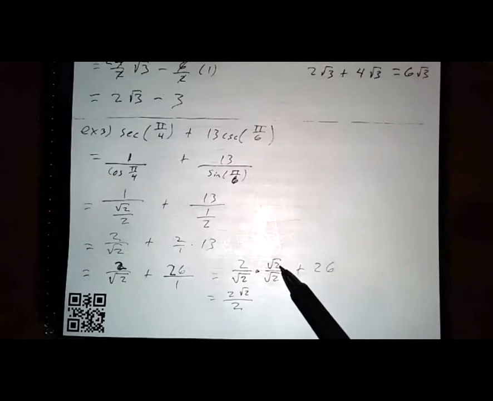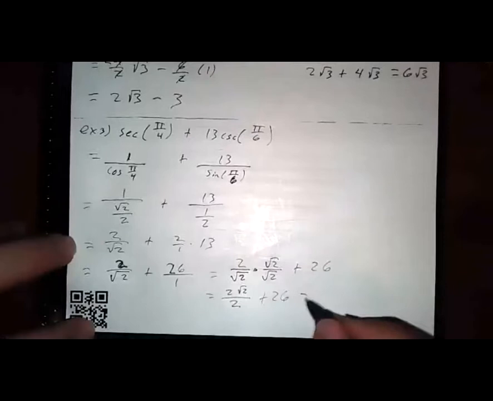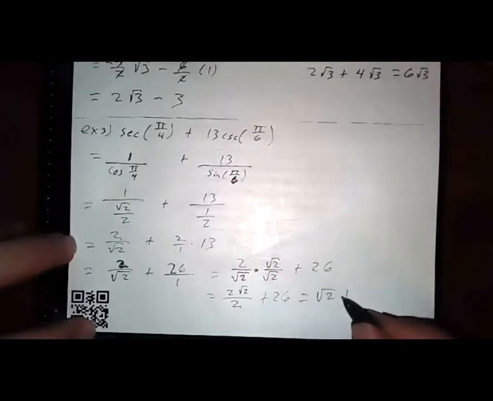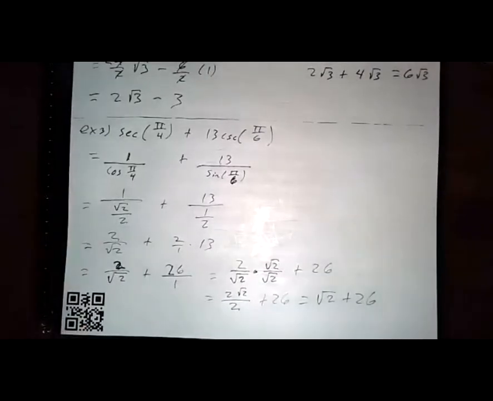Do you see this step here from here to here? Yes. So then at that point, these 2's will cancel, right? Mhm. So at that point, we're left with root 2 plus 26. And there's this. That's as far as we can go. Okay. Thank you.